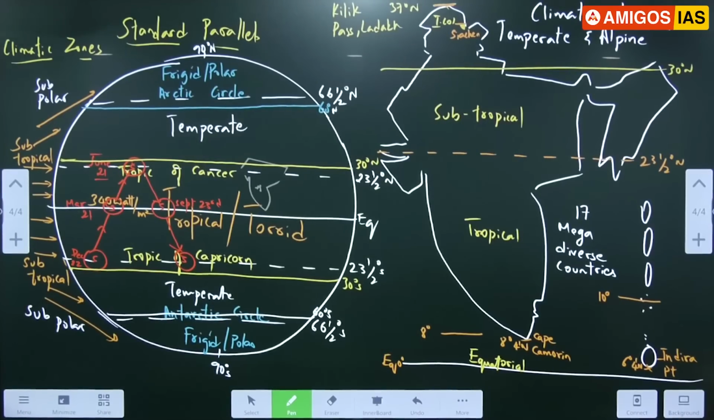How many types of climate do we have? 5: equatorial climate, tropical climate, subtropical climate, temperate and alpine. 5.